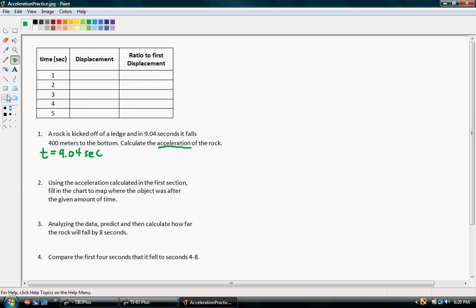So if we were to draw a quick picture of this, we have a ledge and a rock at the top is sitting on this cliff, and then it falls 400 meters to the ground. Since it fell below its original placement or position, we know that our delta y is a negative 400 meters.